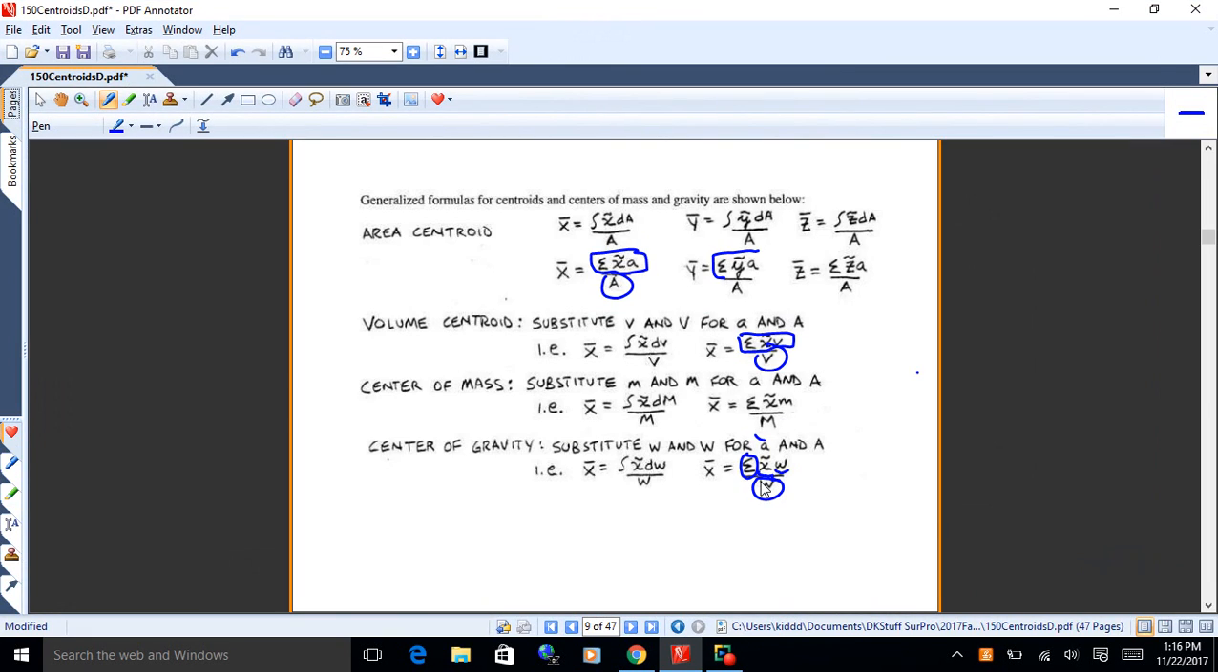Okay, so that's where we would start. These are the formulas for finding these center properties: center of area, which is a centroid, center of volume, center of mass, and center of gravity, which is a weight centroid.